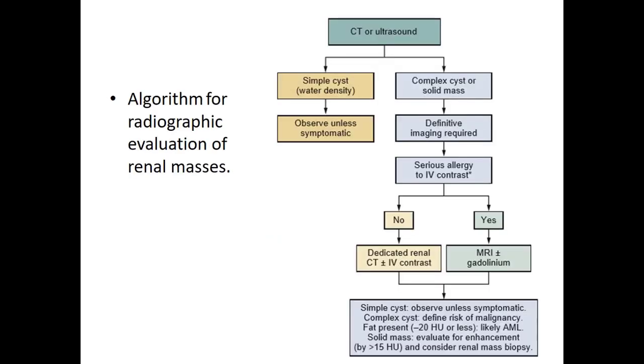If we look at the algorithm for radiographic evaluation, as I mentioned previously, first of all we go through the ultrasound, and if it falls under the strict definition of a simple cyst, then we just observe, unless it is symptomatic or changes its architecture on subsequent ultrasound. If we have a complex cyst or a solid mass, then we need a CT scan with IV contrast. If the Hounsfield unit is more than 15, we consider RCC, or if it is less than -20, somewhere around -20, we consider AML.